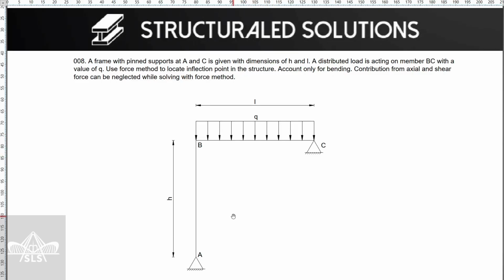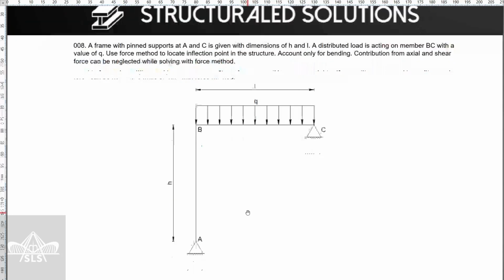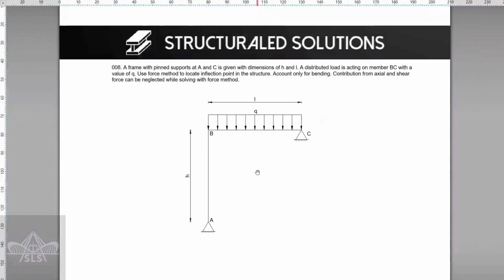And for this task, we are going to account only for bending. The contribution from axial and shear force can be neglected while solving this problem with the force method. So without any further ado, let's continue to describe how we can solve this particular problem.